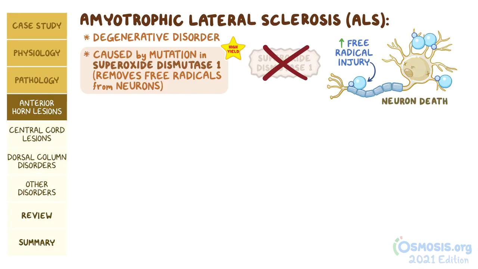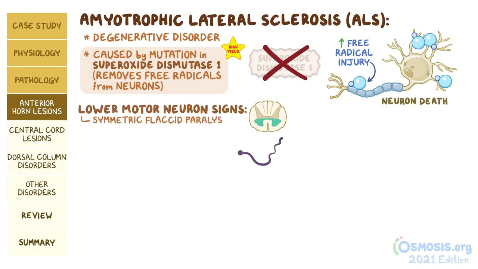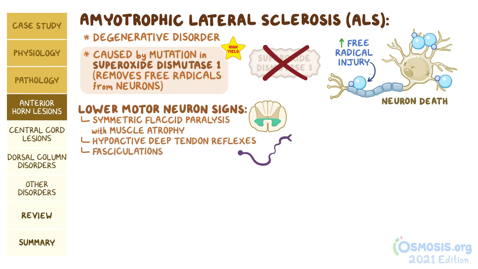Now, this primarily affects the anterior horn neurons, leading to lower motor neuron signs like symmetric flaccid paralysis with muscle atrophy, hypoactive deep tendon reflexes, and fasciculations.